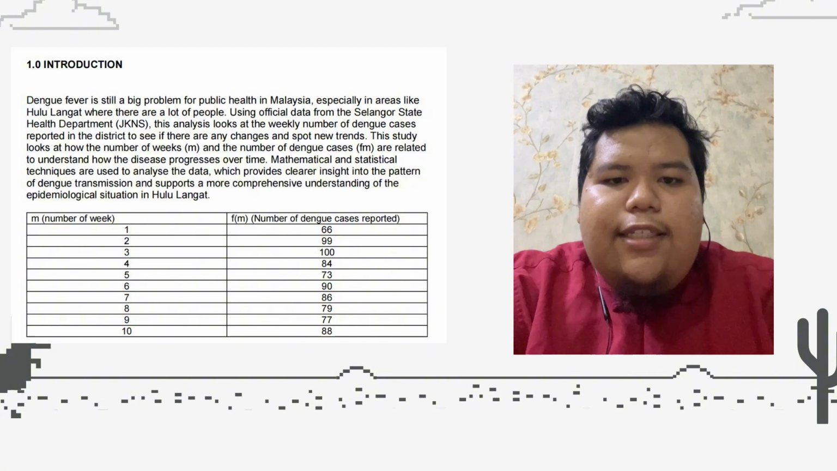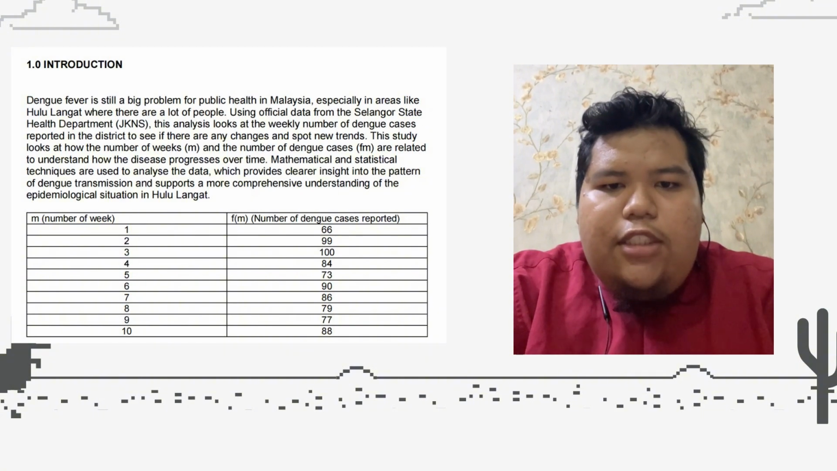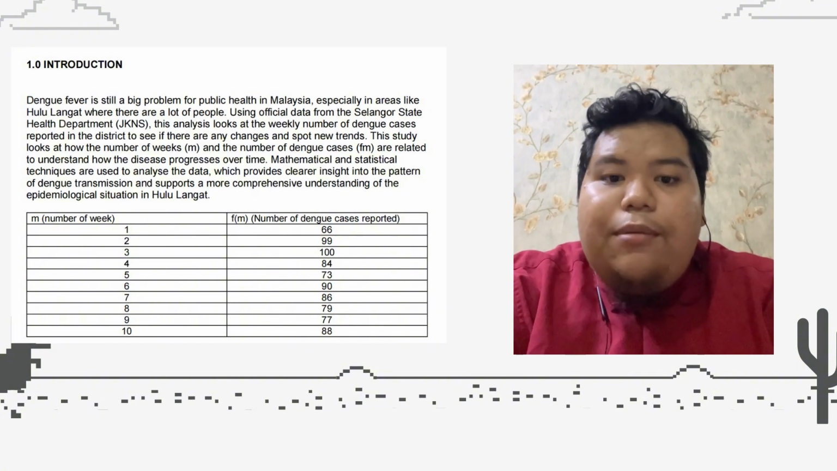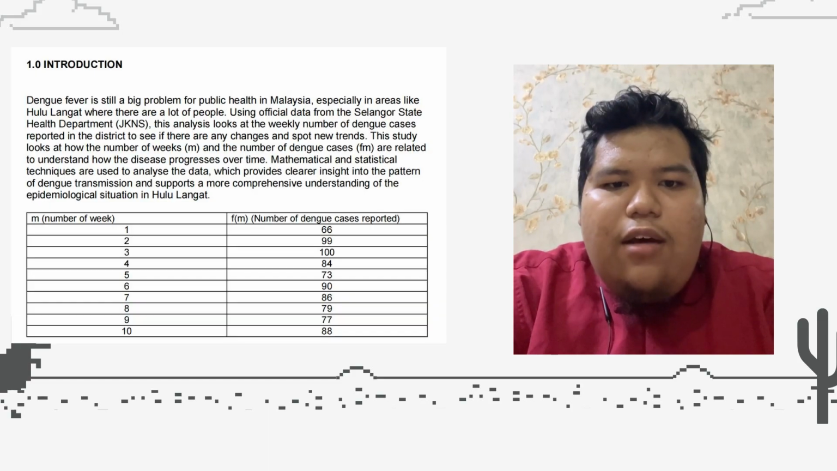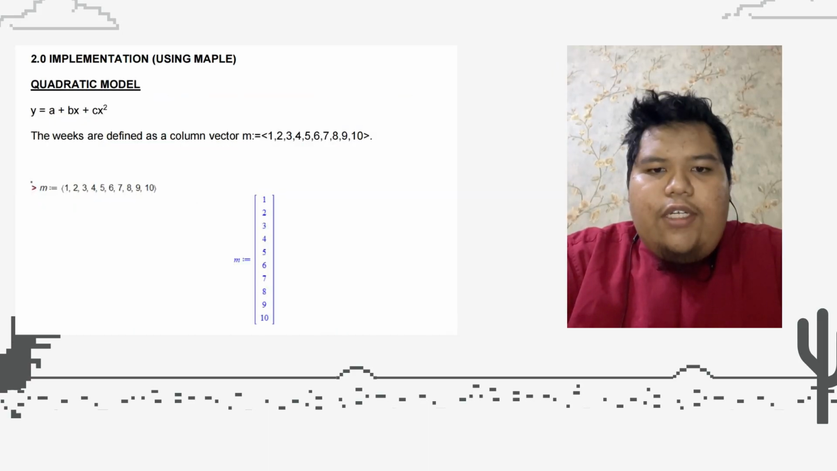mathematical and statistical technique, specifically a quantitative model, to understand how dengue cases progress over time. Here is the data containing the number of dengue cases from week 1 to week 10. For the implementation in MAPL, we use the quadratic model.